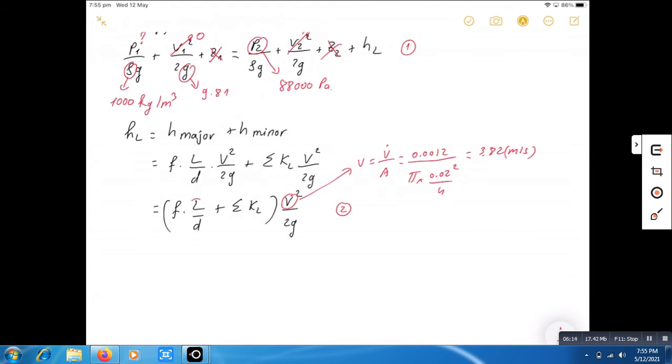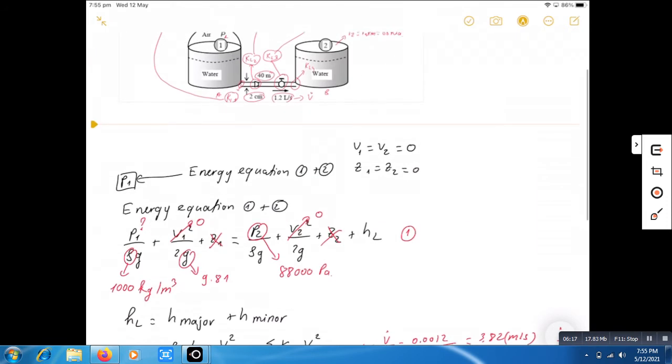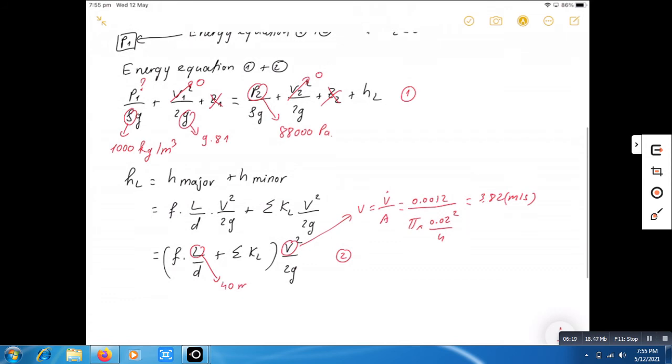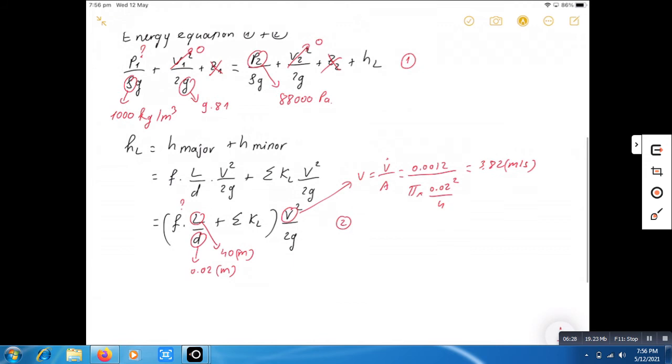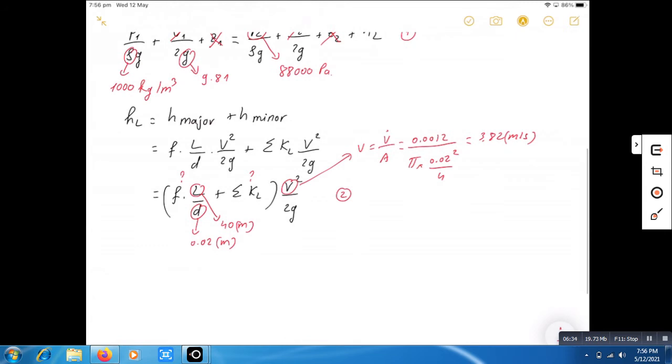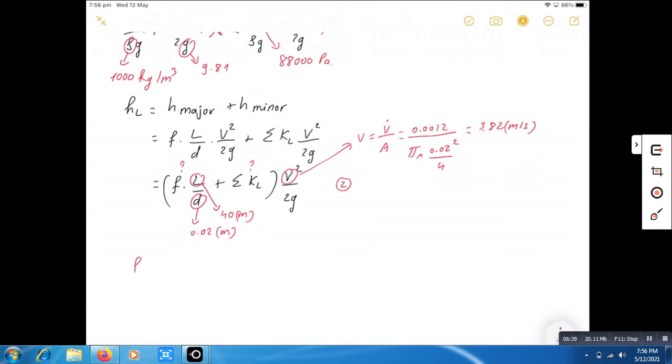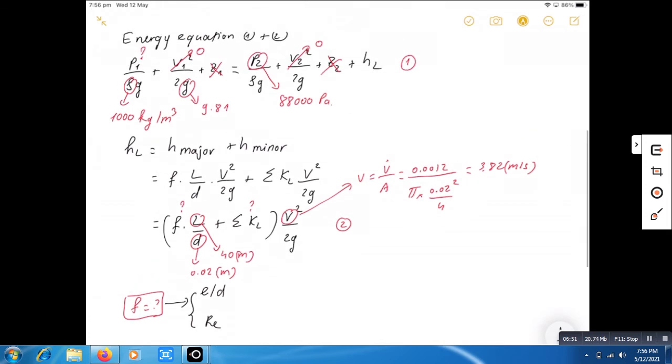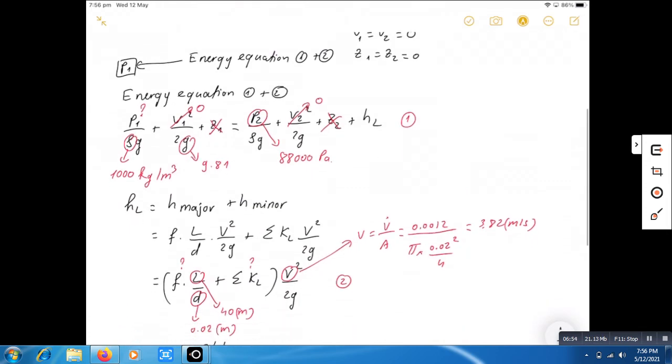We have L, the length, which is 40 meters, given. The diameter is 0.02 meter. Okay, so to find SL, you have to know f and sigma KL. f is the friction coefficient. To find f, you have to know e over D and the Reynolds number. First, e over D for cast iron.